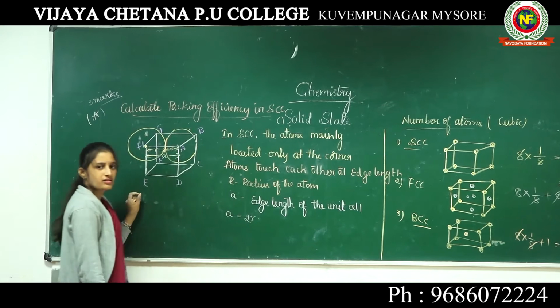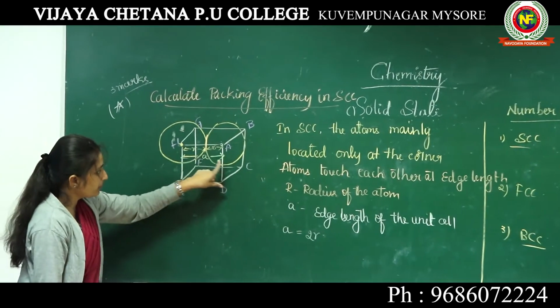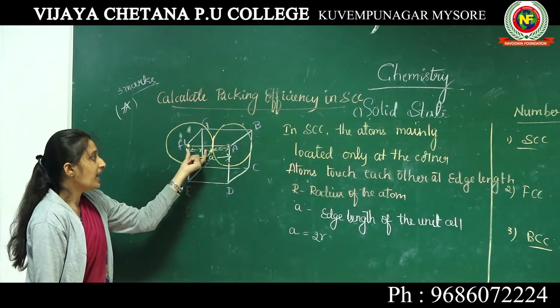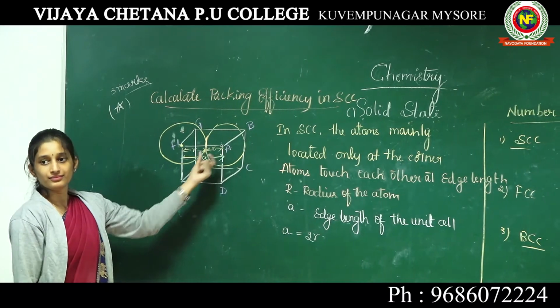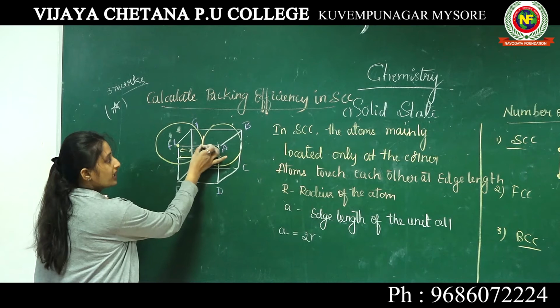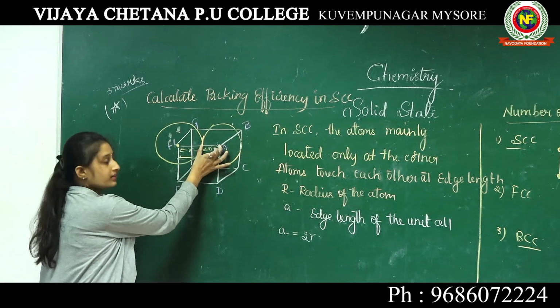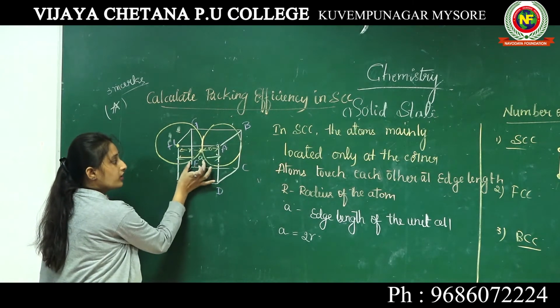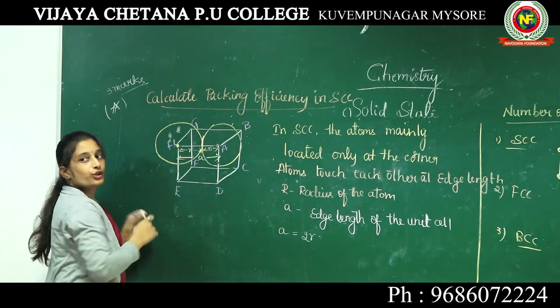Shall I write like this? This a complete from here to here. 1R plus 1 more R. See, R means from here to here. 1 more R means from here to here. The distance between these two we call it as a. a is nothing but 2R.